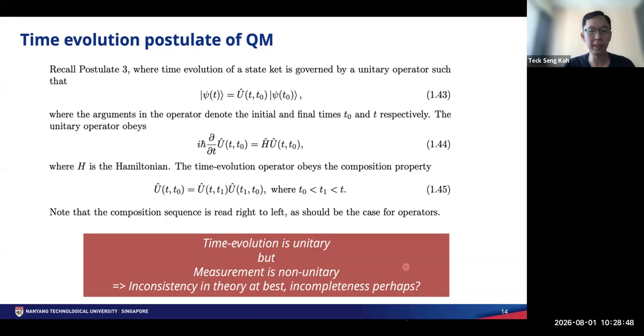So the theory uses two different descriptions of time evolution. One for when you are not measuring, one for when you are measuring. So you can say there's some inconsistency in the theory at best, but Einstein went further to say maybe it's incomplete. But we can also ask the question, why must a theory be consistent in this way? Because that's imposing our view on how to describe nature. So keep these thoughts in mind. Two time evolution processes for the same theory.